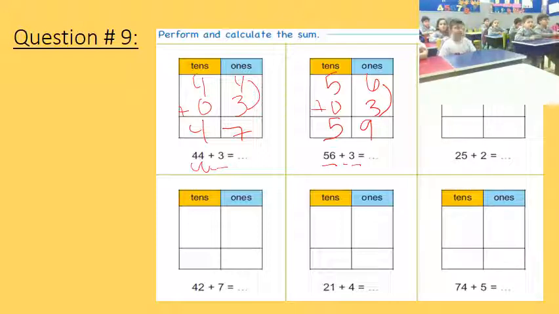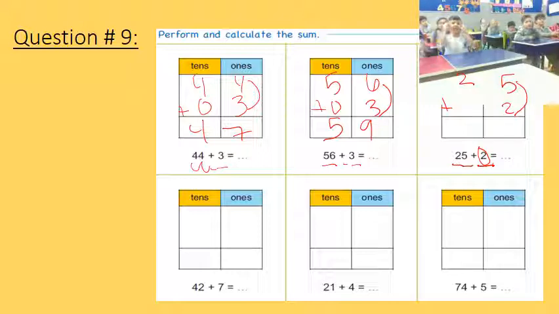51. Good job. The third one, 25 plus 2. Under the tens, two. And the five, under the ones. Good job. Plus two. Where do we put it? Under the tens or ones? Five plus two. Five in your head. 5, 6, 7.